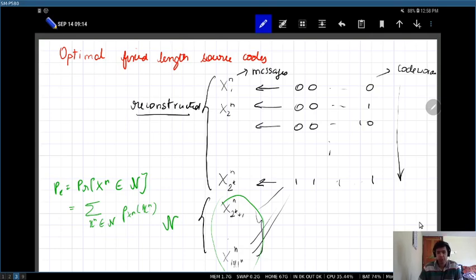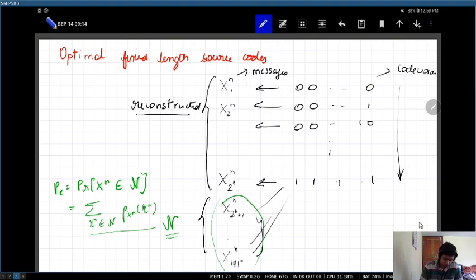And in fact, any fixed length source code must operate along this mechanism. So every fixed length source code can be represented in terms of a reconstructible set and a non-reconstructible set. So if you want to minimize the probability of error, what should we do? We should minimize this particular probability, or in other words, the sequences in N should correspond to those sequences with the least probability.